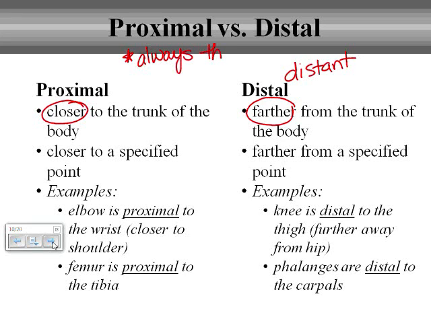It helps to always think about distance from the trunk of your body. So the wrist is distal when you compare it to the elbow. That's because the wrist is further away from the trunk of your body than your elbow is. Toes are distal to your calf, because your toes are further away from the trunk of your body than your calf is. Even though both are relatively far away in the appendicular portion of your body, one is further than the other.